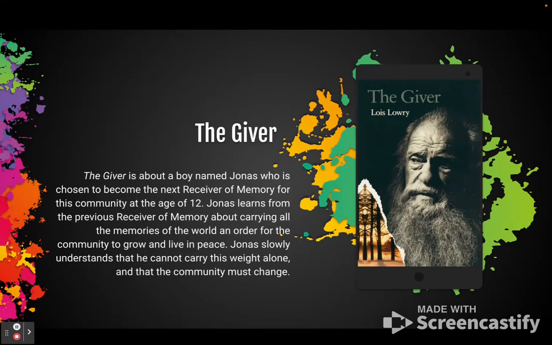Okay, so we have The Giver, which we read in 7th grade, and it's a really good novel that a lot of people use as a novel study. And The Giver is about a boy named Jonas who is chosen to become the next receiver of memory. At the age of 12 was when they all get jobs. And so it's really exciting for him because they haven't had a receiver of memory in so long. They usually just have one person doing that.